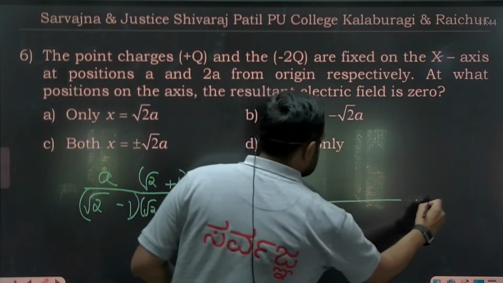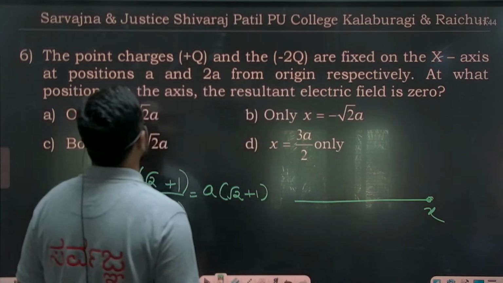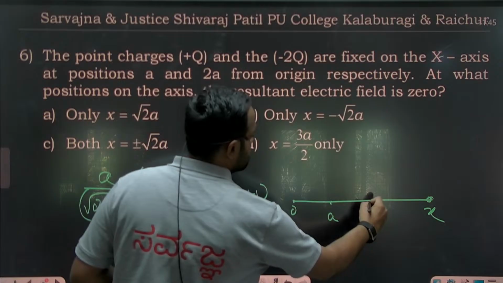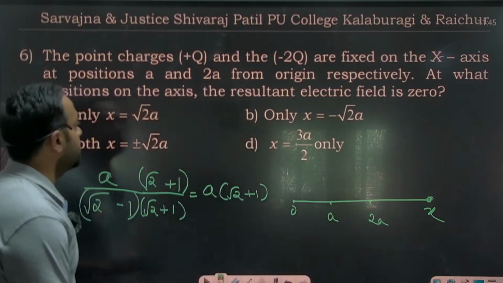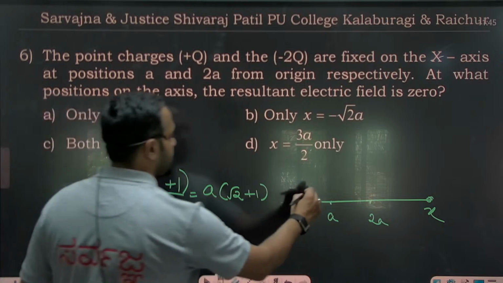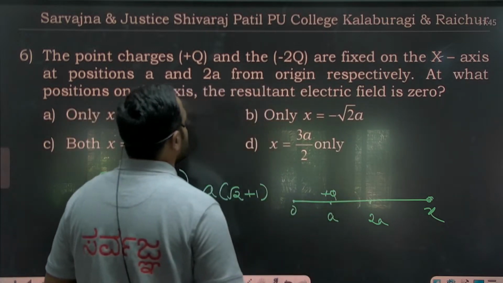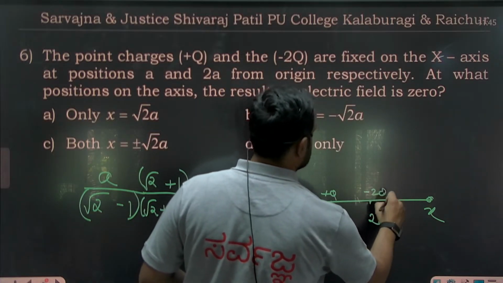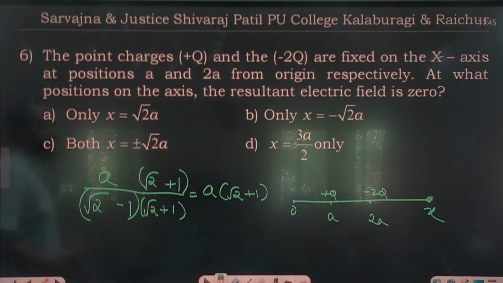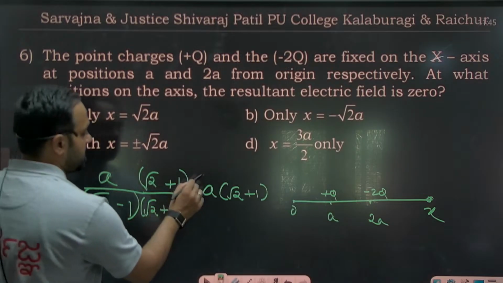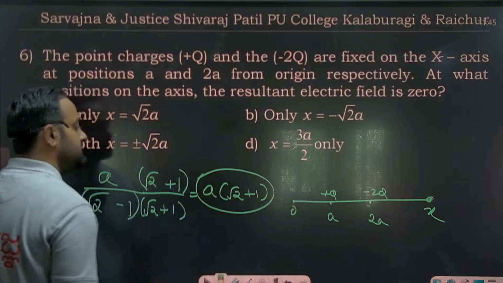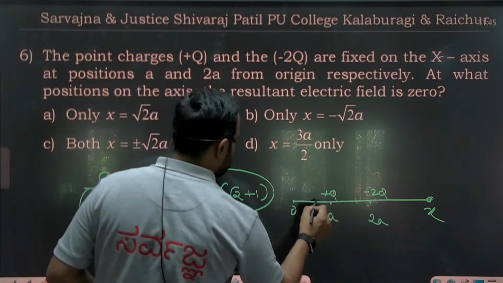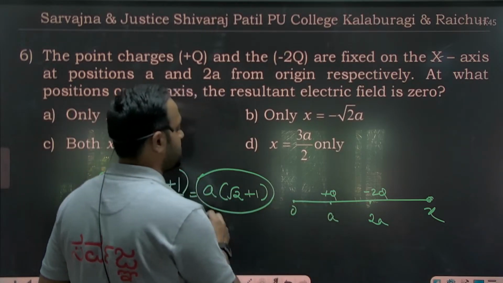Okay. So if you draw this x-axis, this is 0, this is A, and let's say this is 2A. At A, what is the charge placed? At A, charge placed is, at 2A, charge placed is. Now, whatever this distance you measured, this distance is from what? Smaller charge. So the distance is root 2a plus 1.